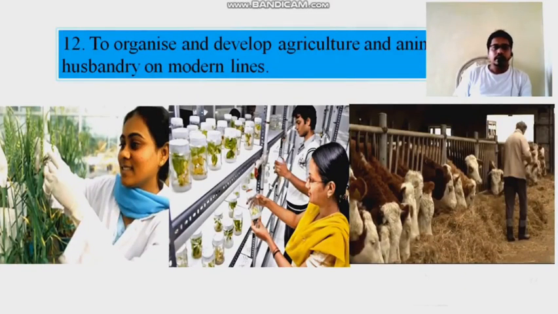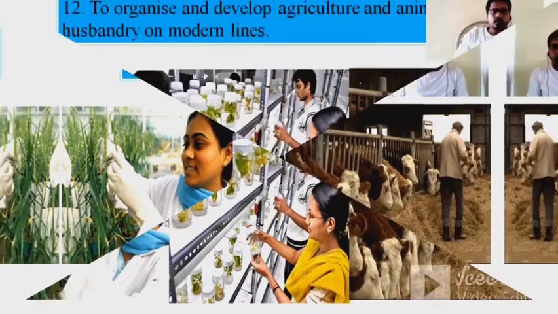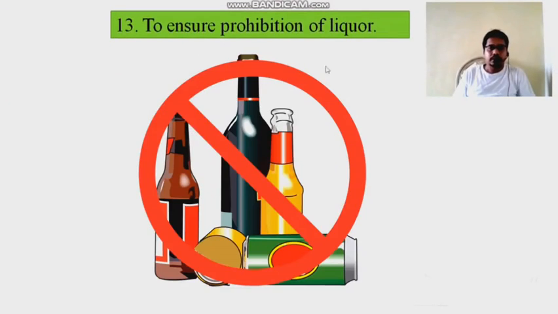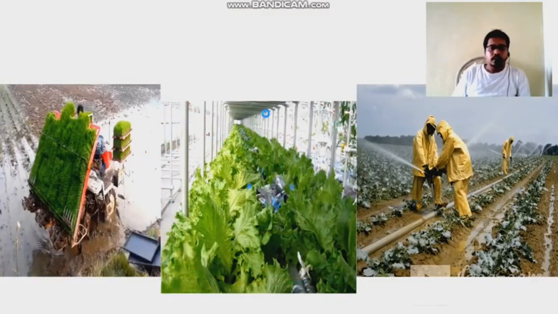Next one, to encourage rural and cottage industry. Government should encourage rural and cottage industry. Next one, to organize and develop agriculture and animal husbandry on modern lines. Then, number 13, to ensure the prohibition of liquor. They have to prohibit liquor shops. That's why in the last one to three years you heard that liquor shops must be on the outskirts of the town.